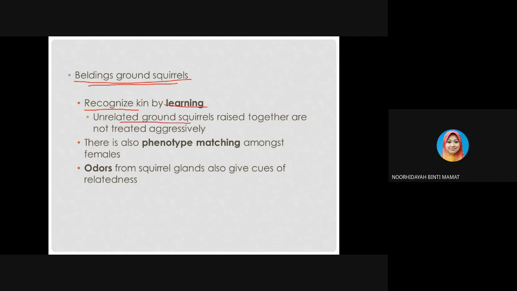Unrelated ground squirrels raised together are not treated aggressively. Even though they are not related, they do not share the same genes, the same father and mother, if they are raised together they are not treated aggressively. There is also phenotype matching amongst the females, and the odors from the squirrel glands also give cues of relatedness.